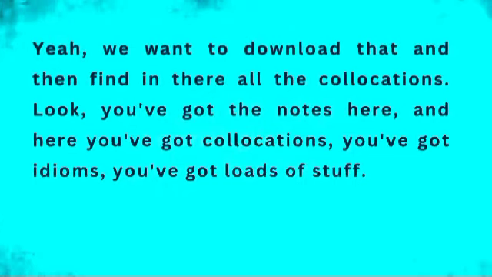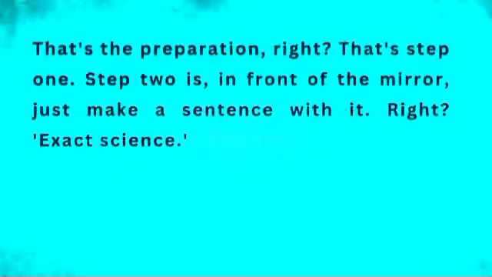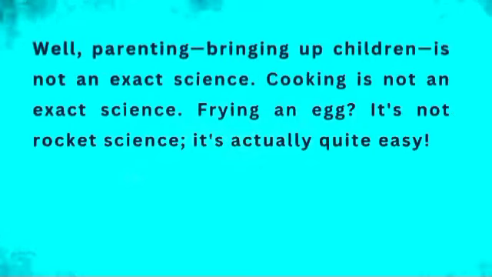Look, you've got the notes here, and here you've got collocations, you've got idioms, you've got loads of stuff. What I would do is take maybe 6 or 7 collocations or idioms like exact science, it's not rocket science, to be on the same wavelength. That's the preparation, right? That's step 1. Step 2 is in front of the mirror, just make a sentence with it, right? Exact science. Well, parenting, bringing up children, is not an exact science. Cooking is not an exact science. Frying an egg? It's not rocket science. It's actually quite easy, right?